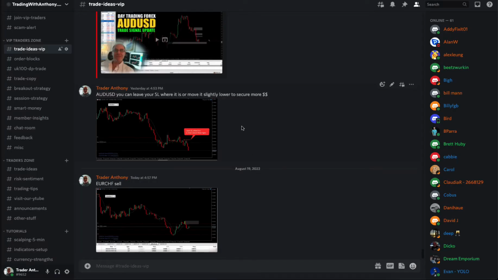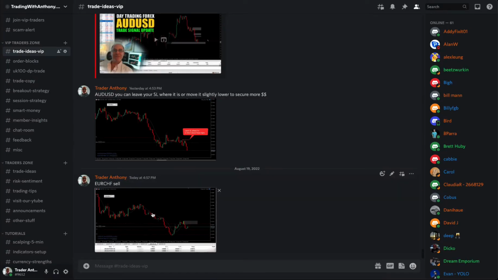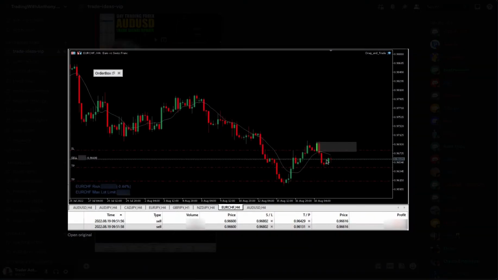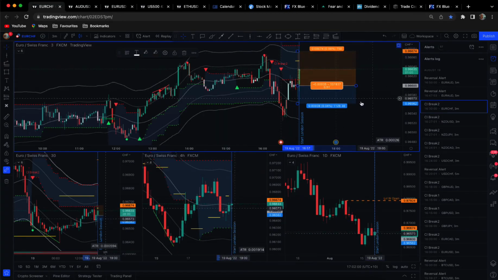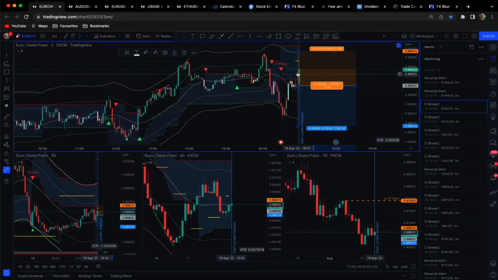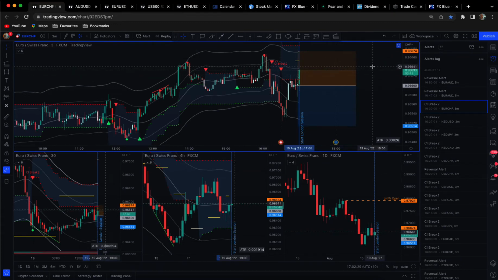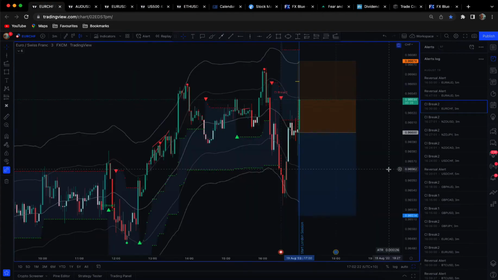Quickly into Discord, Euro Swissie sell. I'm actually trading this on 3 live accounts at the moment, and that's my setup. Stop loss above, it's going to spike up, having a go at liquidity. London Open, so just moving up into the London Open, attacking liquidity and resolving an imbalance. So let's just have a quick look at that, and I'll explain everything in the video.